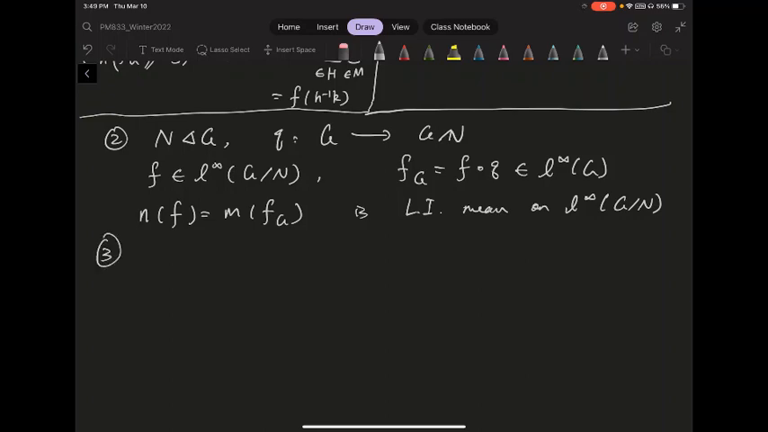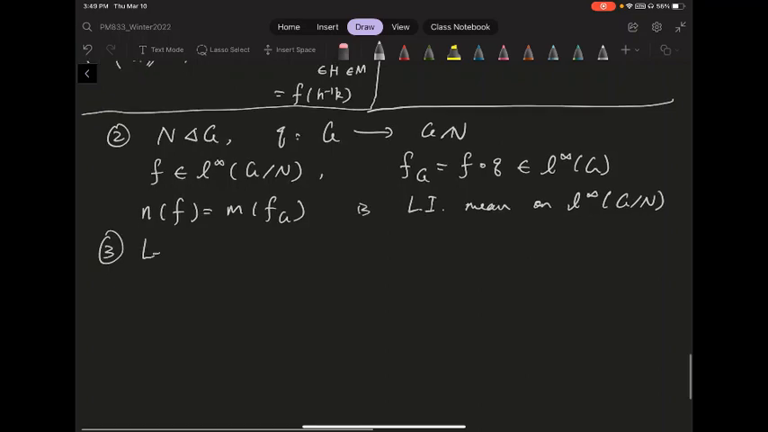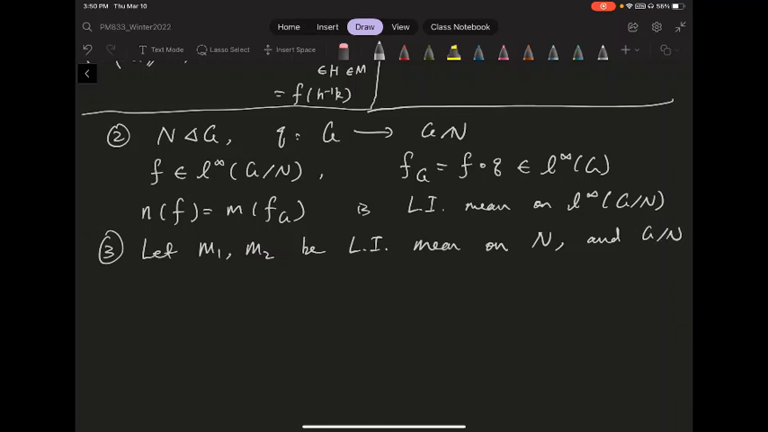And thirdly, I want to show that if you have a normal group and its quotient are both amenable, then the group extension is also amenable. So let's let M1 and M2 be left invariant means on the normal group N and your quotient G mod N. Basically you want to say for every F inside the L infinity of G, you want to manufacture some function on the L infinity of N and on the L infinity of G mod N. And you want to make sure they satisfy a bunch of nice things on their invariance and their translation.